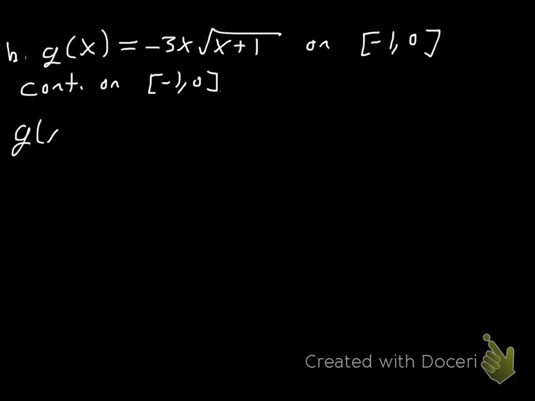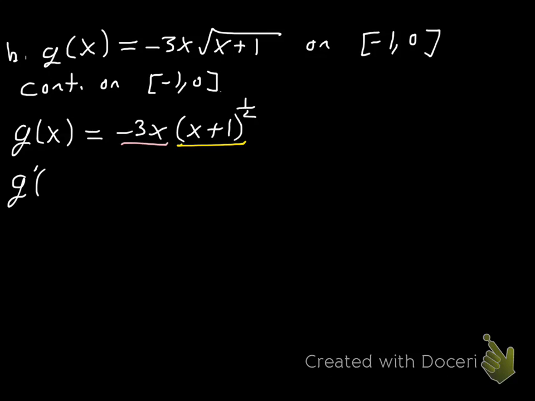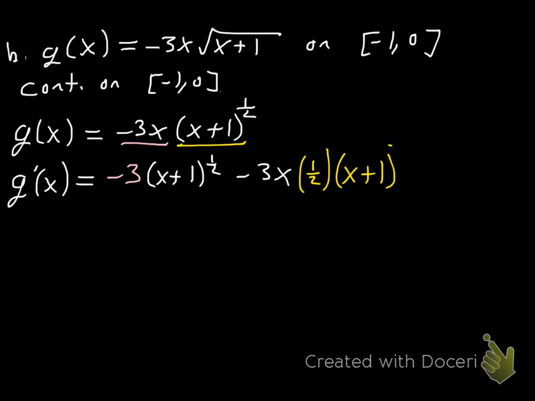However, it's going to be a little bit harder to determine if it's differentiable on the open interval. We can take the derivative of this, and we want to double check to make sure that it's okay on negative 1 to 0. We're not going to end up dividing by 0 or something like that. I'm going to rewrite it in a more friendly form to take the derivative, and you see that it is a product of two functions, negative 3x, and then the square root of x plus 1, or we can write it as x plus 1 to the 1/2 power. So it's going to be the derivative of the first, which would be negative 3, times the second function, plus the first function times the derivative of the second function.